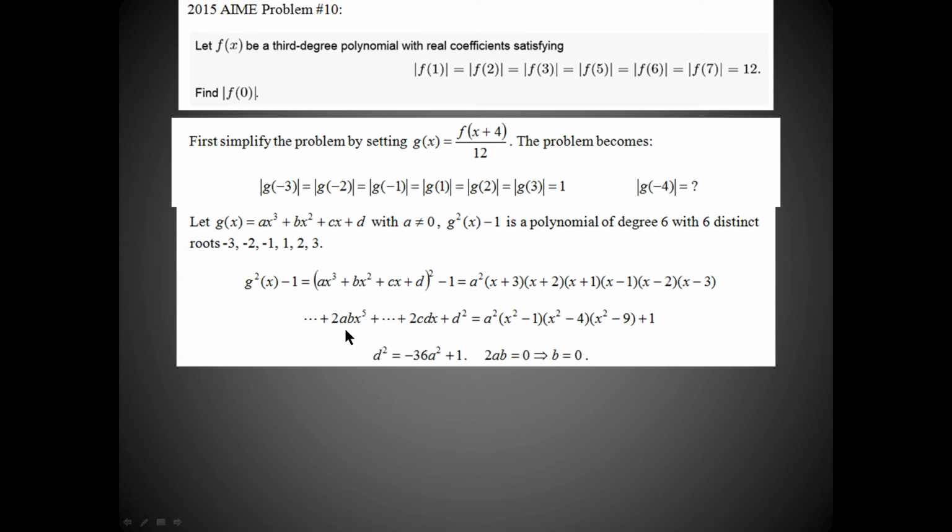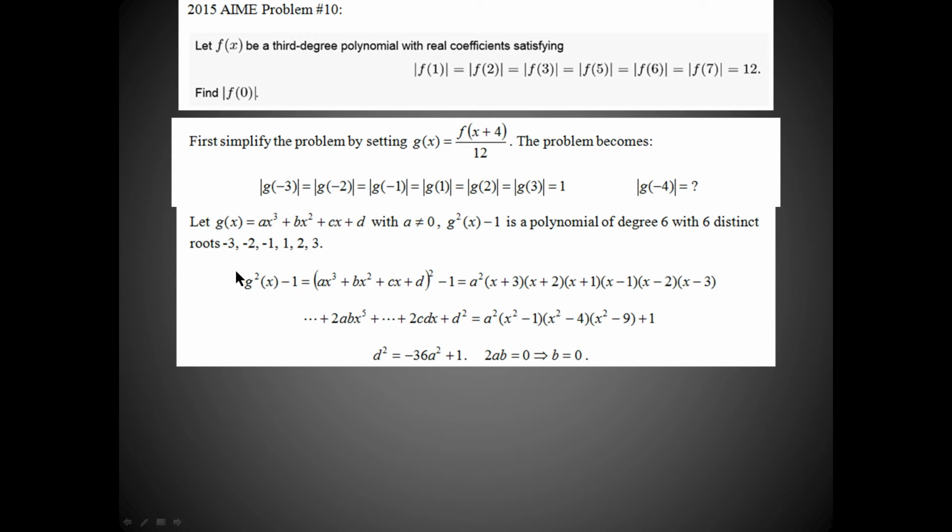And 2ab, just the coefficients of x, y, should be 0 here. This side contains only x squares. So 2ab is 0, that means b equals 0 because a is not 0. So we find out b equals 0. The purpose here is to find a. Once we find a, then it's easy here.